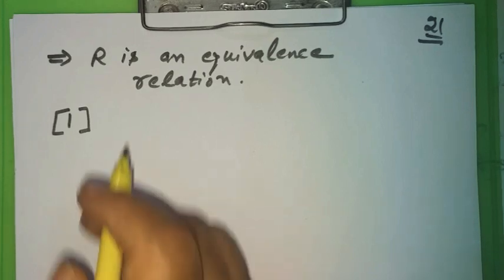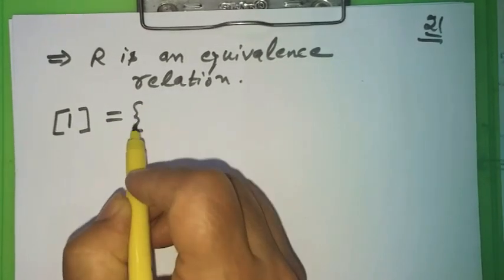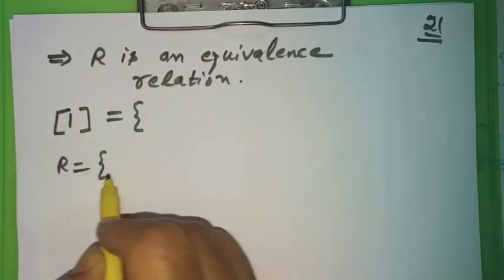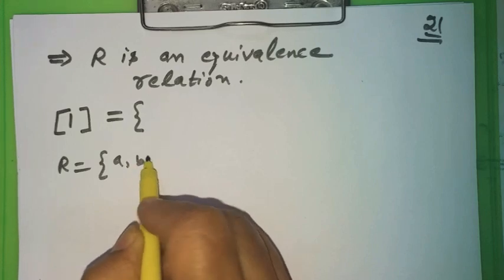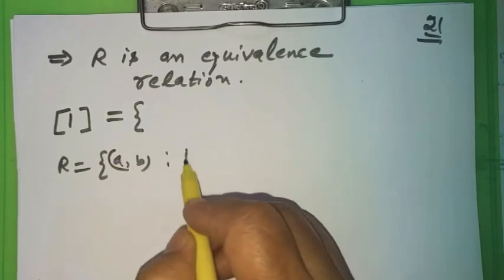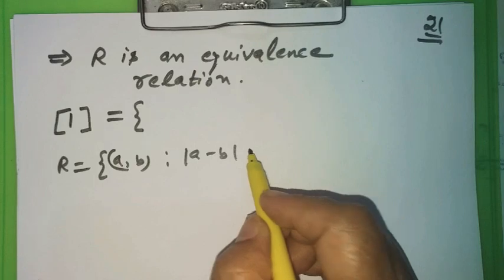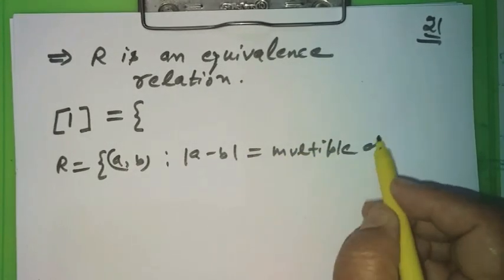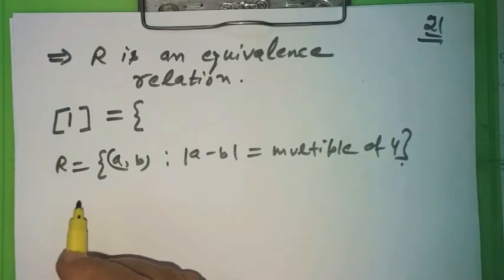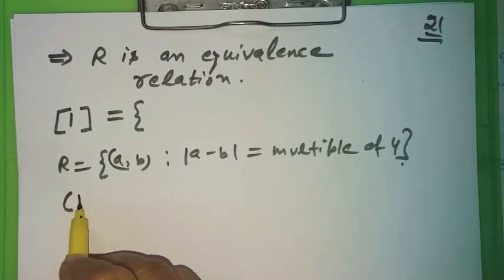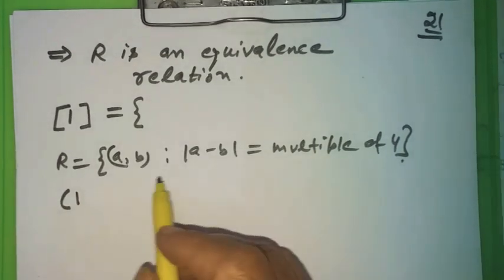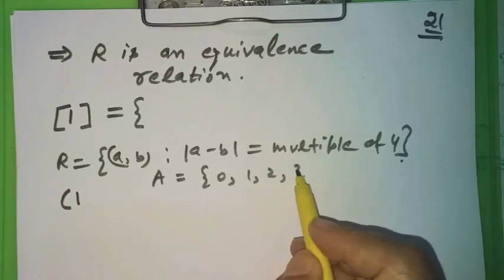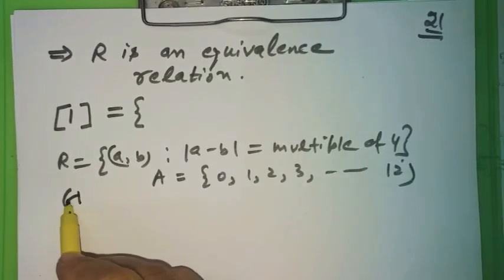Equivalence class of 1 means you have to write the set of all elements which are related to 1 under the same relation that we have discussed right now above, that it contains ordered pairs AB such that mod of A minus B is equal to a multiple of 4. So I have to check that 1 is related to which all elements, and let me recall the base set A contains the numbers from 0 to 12. So okay, you start checking.